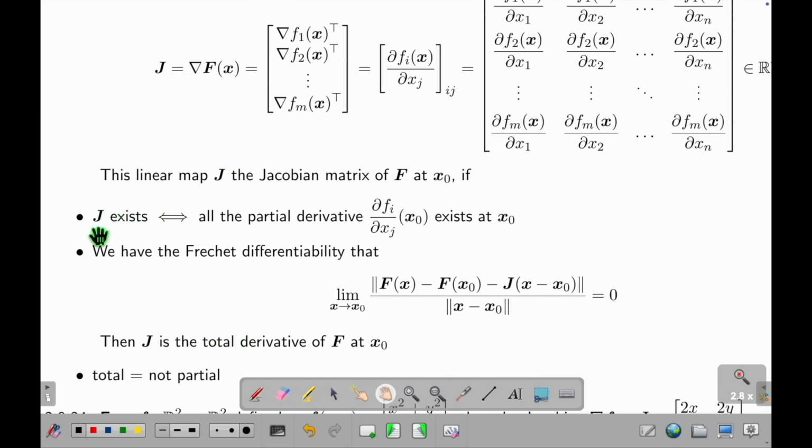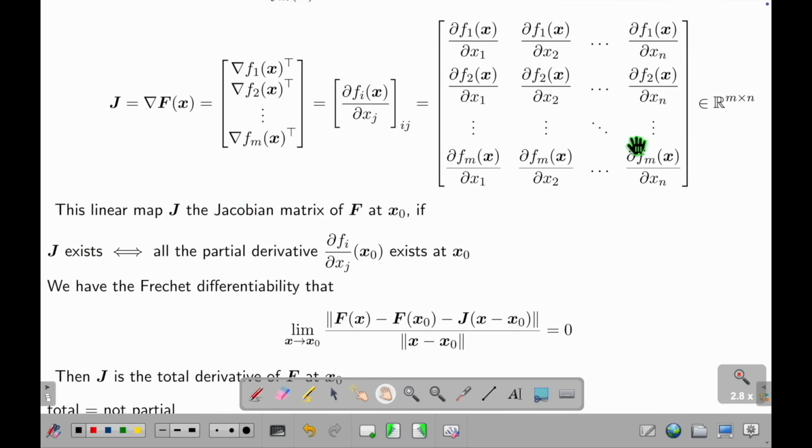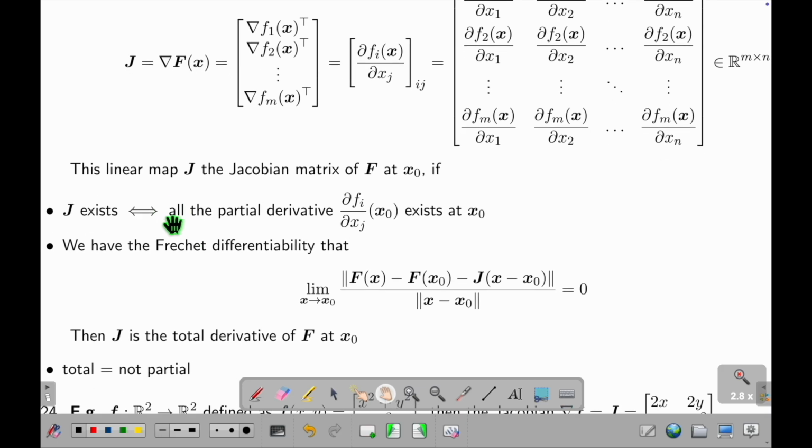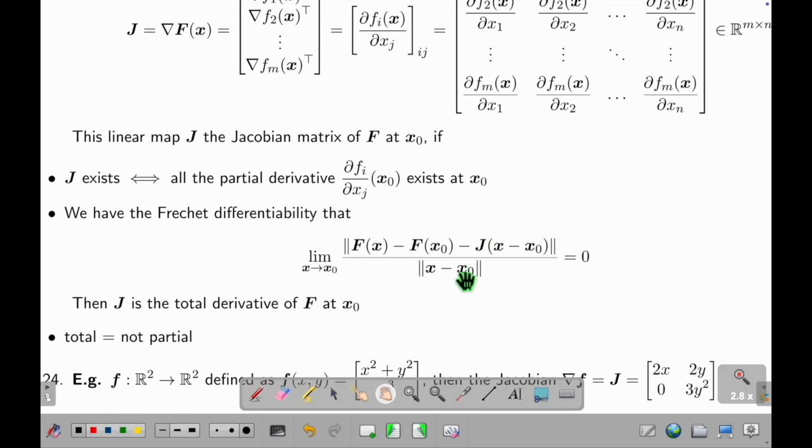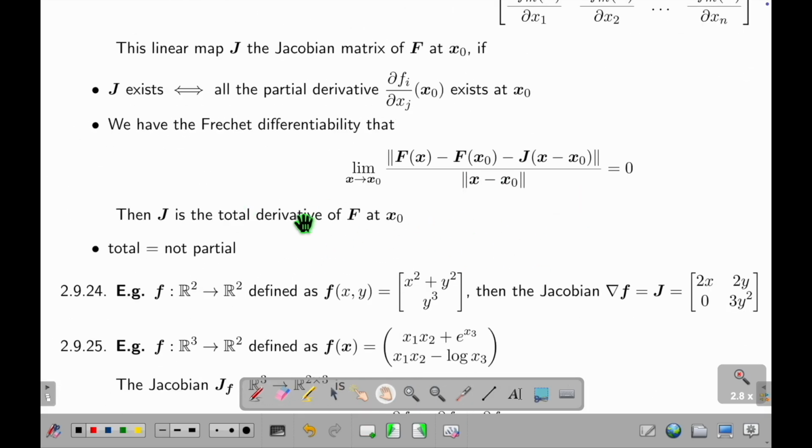And then J exists means what? J exists means all of them exist. So this is a very strong condition, okay? And then we also can do the same thing for Frechet differentiability. It's basically this, right? This is the Frechet thing. Now I write everything in bold because this is a vector output. So this is a vector, this is a matrix, but a matrix times a vector is still a vector. Okay, so this is the example.